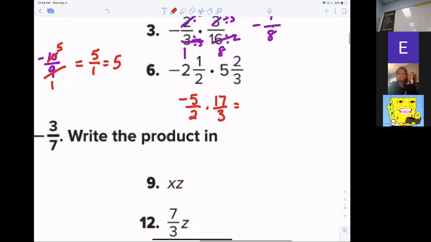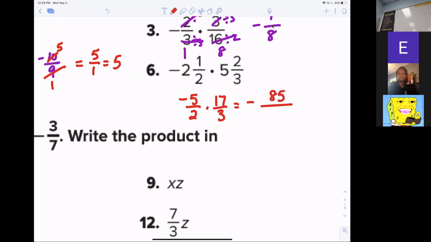So now, positive or negative? The answer's negative. Negative. And then what? You have 5 times 17, which... No, 5 times 10. I'm asking you 5 times 10. 50. 5 times 7. 35. 50 and 35. 85. That's an easier way to multiply it.